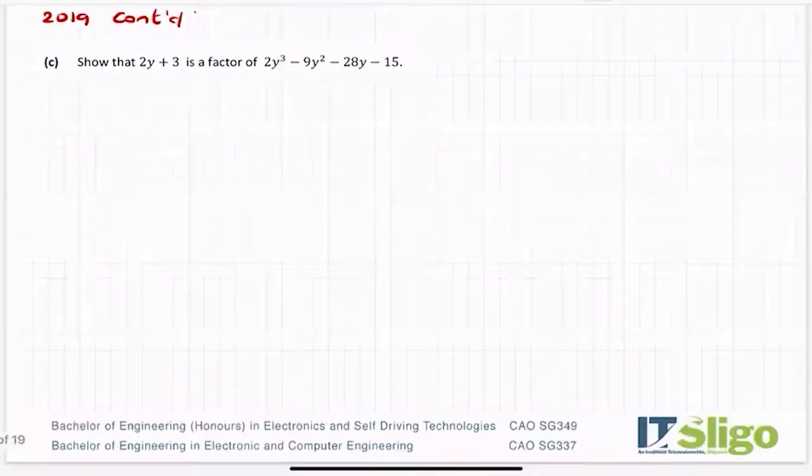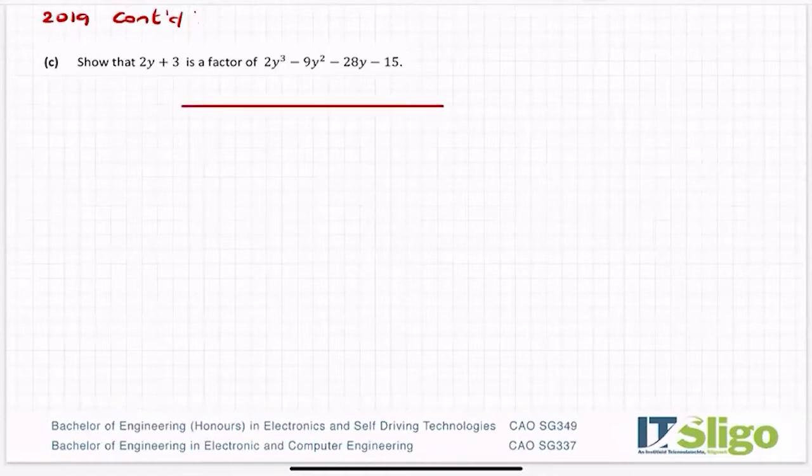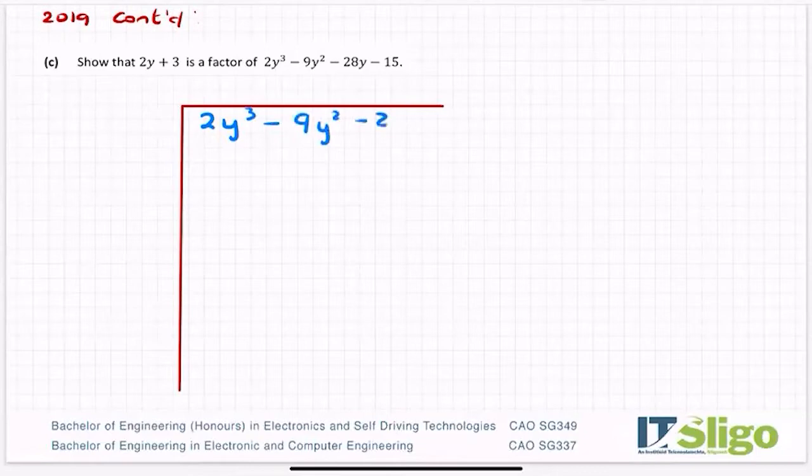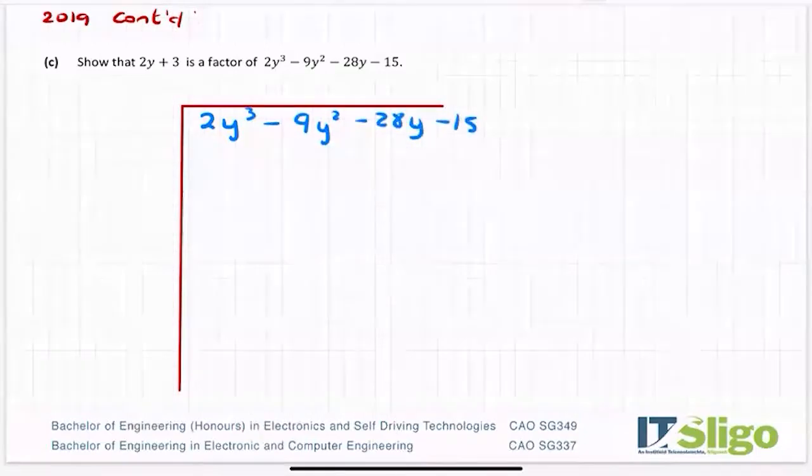That was part 2. And then the last part of this question was: show that 2y plus 3 is a factor of 2y cubed minus 9y squared minus 28y minus 15. So this is long division. So let's try this one. Make sure you race on ahead of me and try it, and see, can you finish it out before I can? Okay, and we're dividing 2y plus 3 into that.